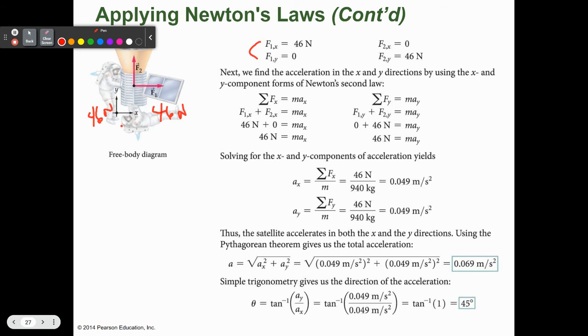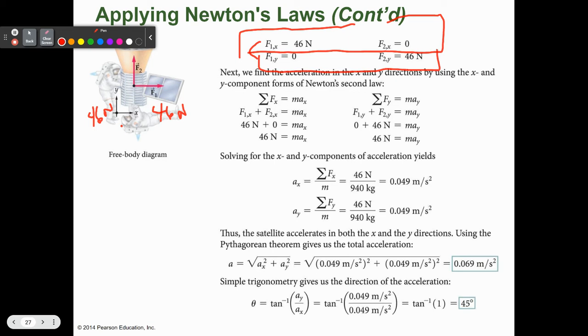Then what we're going to do is take F equals ma for the sum of all of your x components, and F equals ma for the sum of all of your y components. Here are our x components, so 46 plus 0. Here are our y components, so that's going to be 0 plus 46. 46 newtons equals mass times acceleration in the x direction. 46 equals mass times acceleration in the y direction. Then we're just going to solve for a of x and a of y.